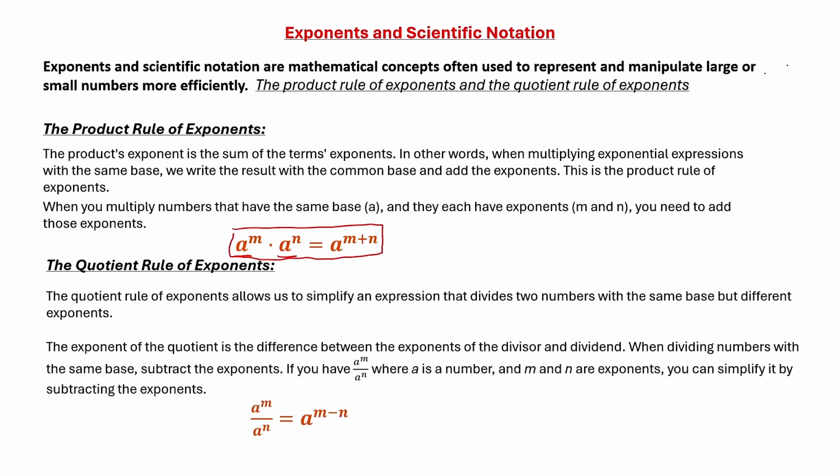Now, let's talk about the quotient rule of exponents. You guys can read the definition. I'll explain in the simple form. If you have a raised to m divided by a raised to n, where a is the number and m and n are exponents, you can simplify it by subtracting the exponents. As you can see here, in the product rule we were adding. Now, when you have an equation where you have to divide, that's the quotient rule, which is equal to a raised to m minus n.